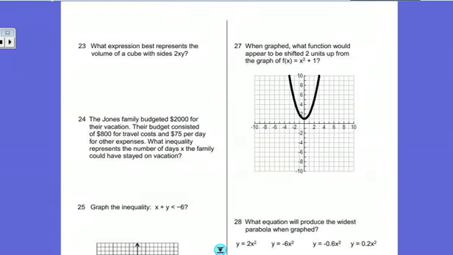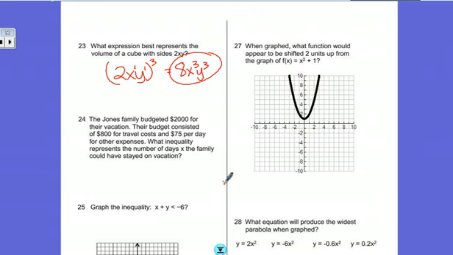23. What expression best represents the volume of a cube with sides of 2xy to the third? So volume of a cube, you can write a couple different ways, but basically it's 2xy to the third power. And then just remember this from your exponent rules. 2 to the third power is 8. And if I have an exponent on top of an exponent, I have to multiply. And these are basically exponents of 1. So 3 times 1 is 3. 3 times 1 is 3. And that's your answer right there.